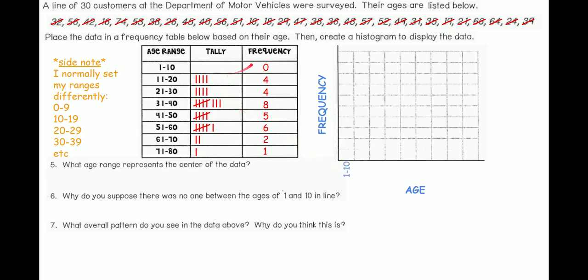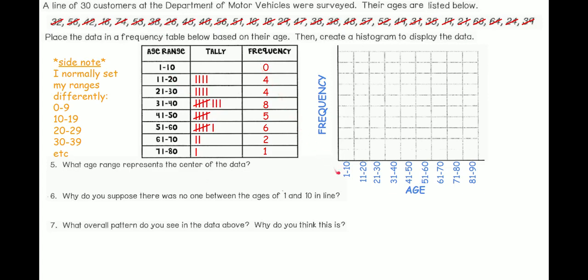So our first age range, and notice it's not going to be on the line. It's going to be between this whole area. So this whole area is between 1 and 10. And then our next one is going to be 11 to 20. Our next one is 21 to 30, 31 to 40, 41 to 50, 51 to 60, 61 to 70, 71 to 80. And then there's not an 81 to 90, but why not?